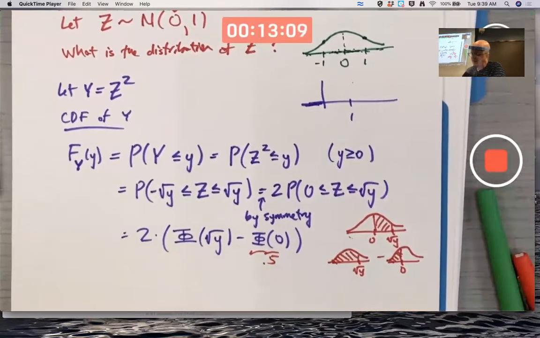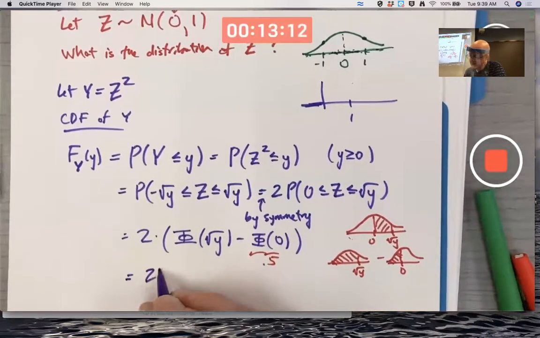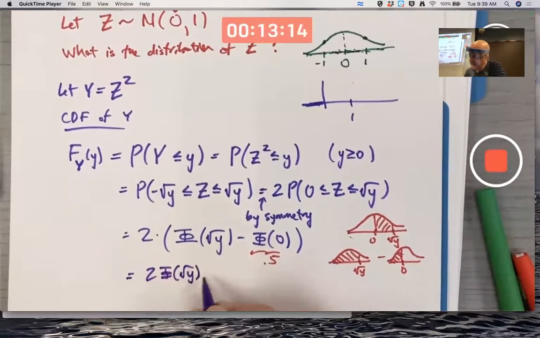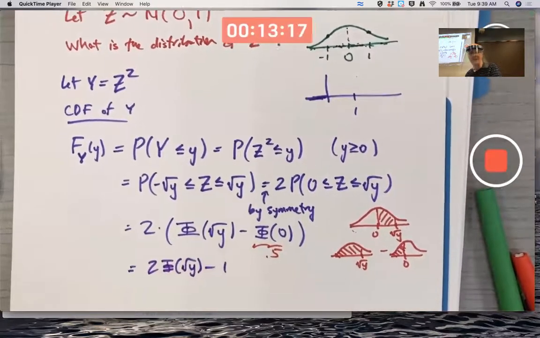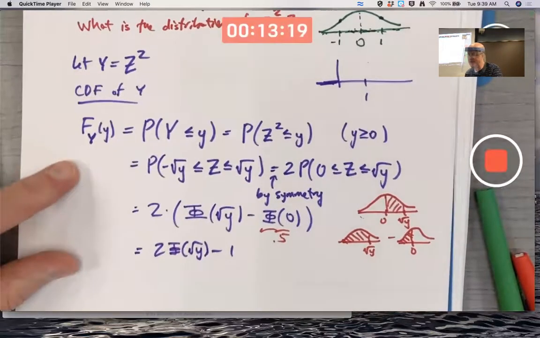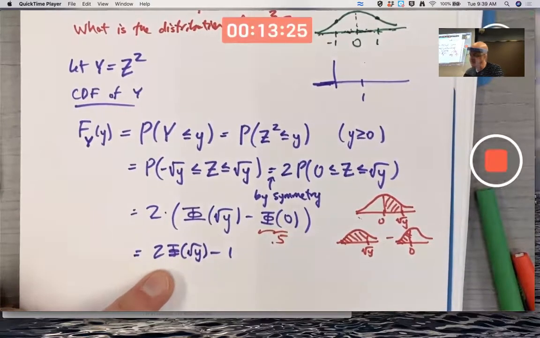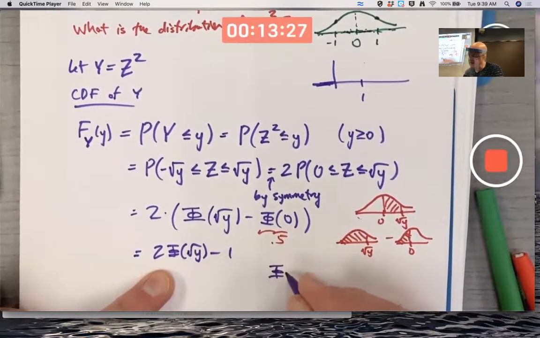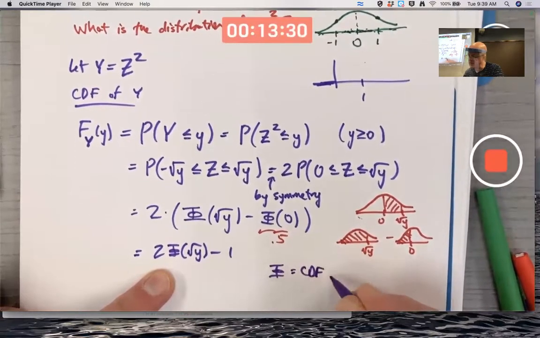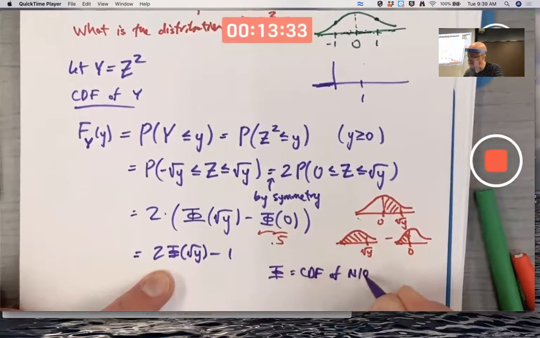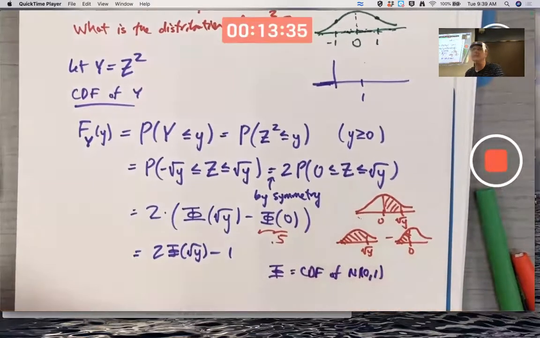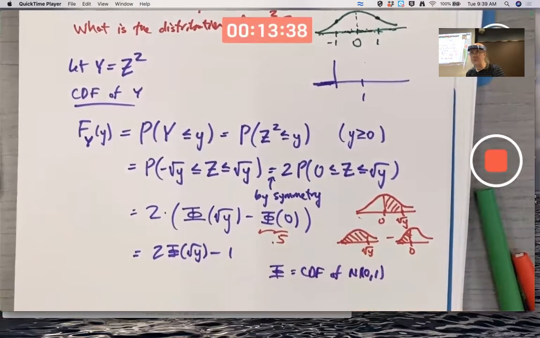So ultimately, we can write this as 2 times capital phi of square root of y minus 2 times 0.5, which is 1. I could write ultimately the CDF of capital Y in terms of the CDF of a standard normal. Capital phi is the CDF of standard normal. That is standard notation that many, many books use. So I could write the CDF of Y like that. Is that helpful?